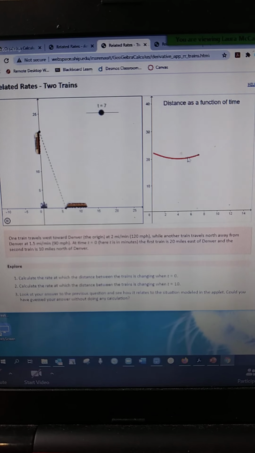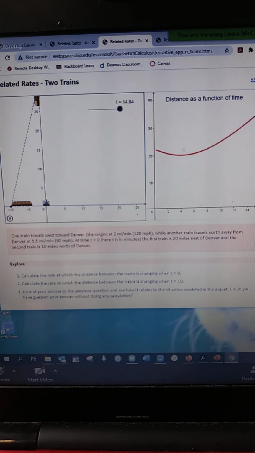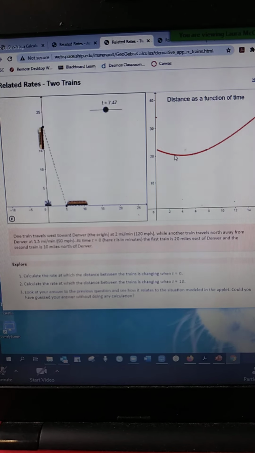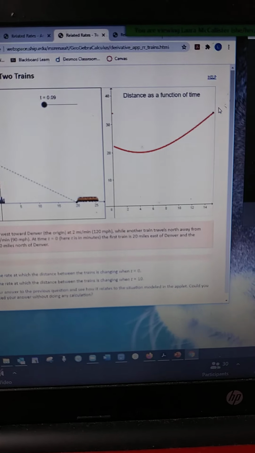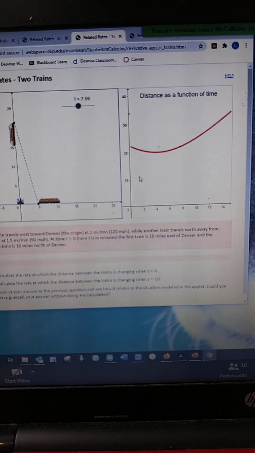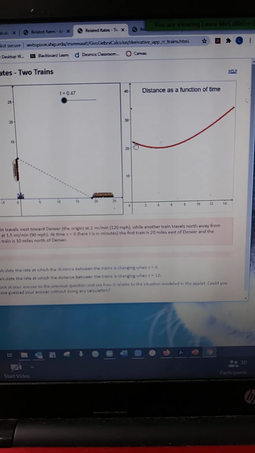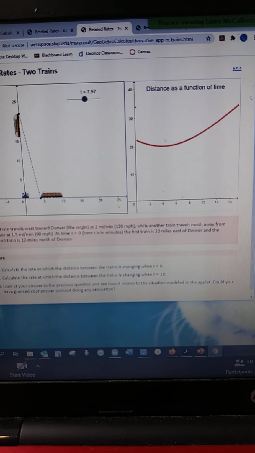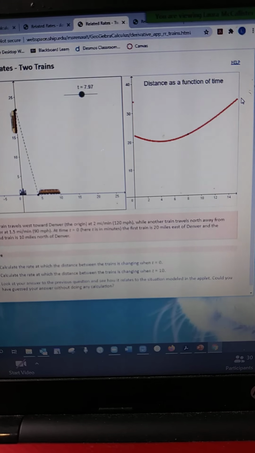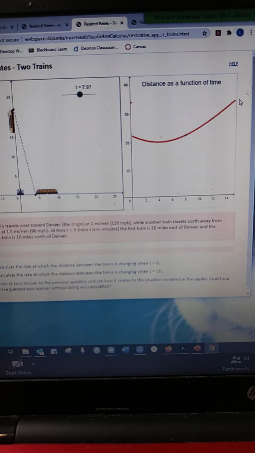The trains are getting closer and closer, and then finally the trains just keep getting further away. So this is that piece of what's happening that gives us a graph of how far at any moment the trains are away from each other.